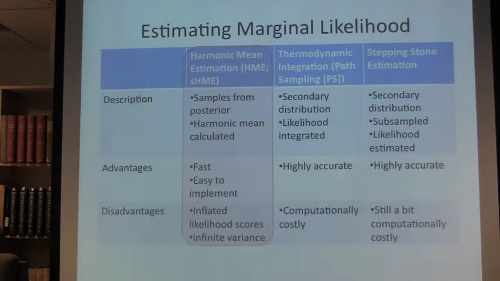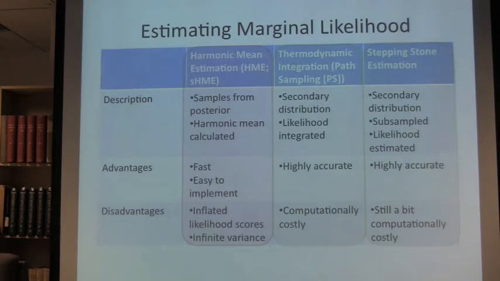This has been widely implemented in the past because it's fast computationally and very easy to implement, but has been shown to provide inflated likelihood scores and can have infinite variance even under very simple circumstances. So this is a very inaccurate estimator of marginal likelihood here.